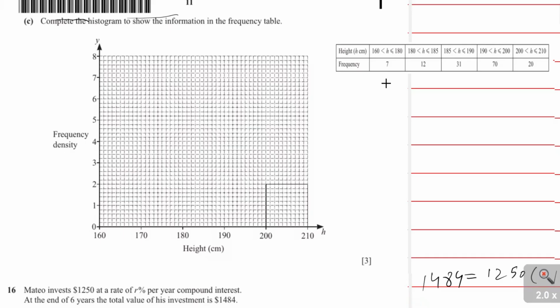This is the frequency table, and we have to draw the histogram. Histogram is a bar chart. In this bar chart, we have to draw the bars, and the height of the bar is the frequency density, and the width of the bar is the class interval. Look here, the class intervals are already given, but the frequency density is not given in the table. Firstly, we calculate frequency density. This is equal to frequency divided by class width.